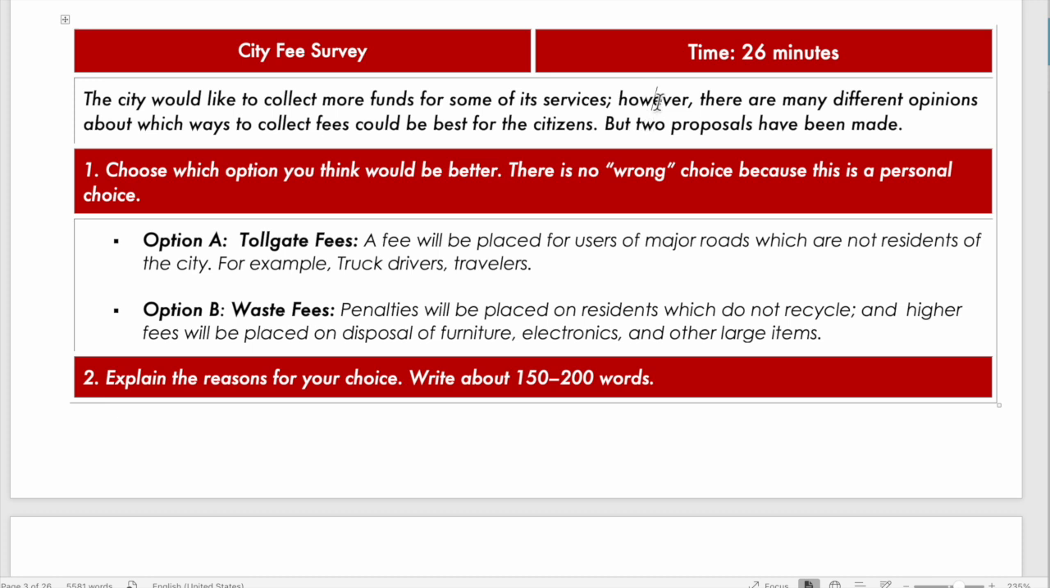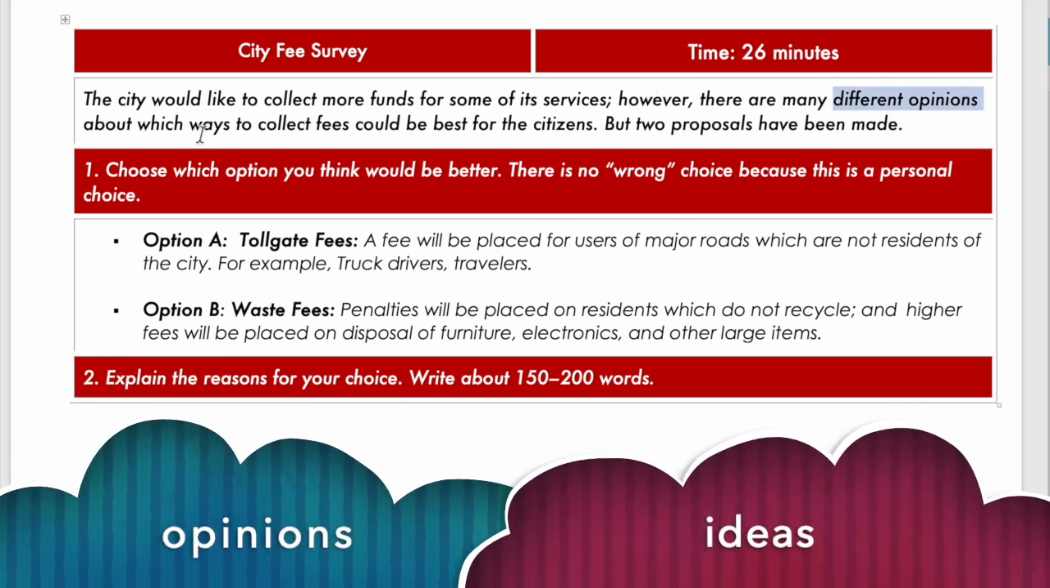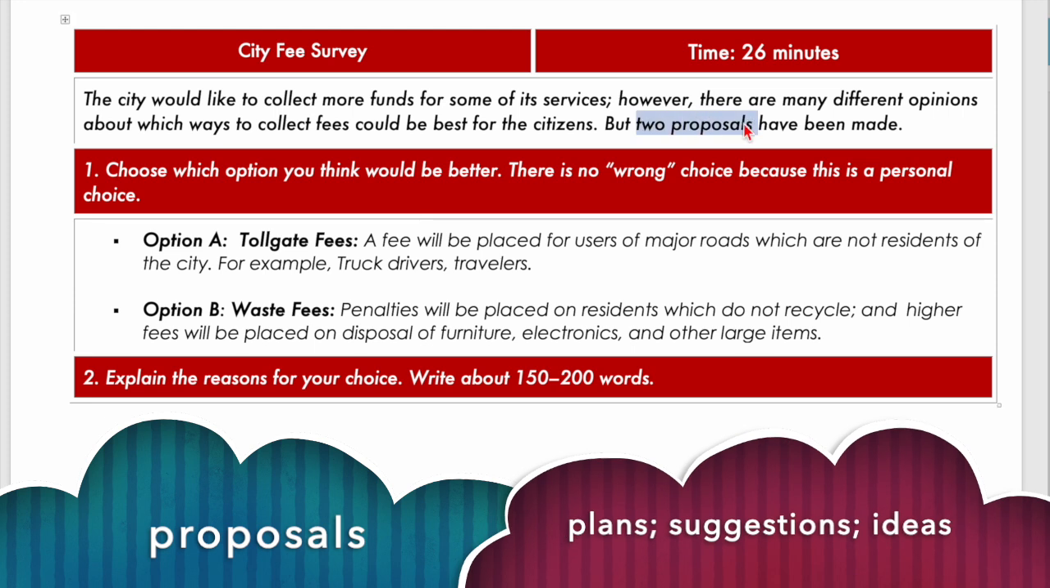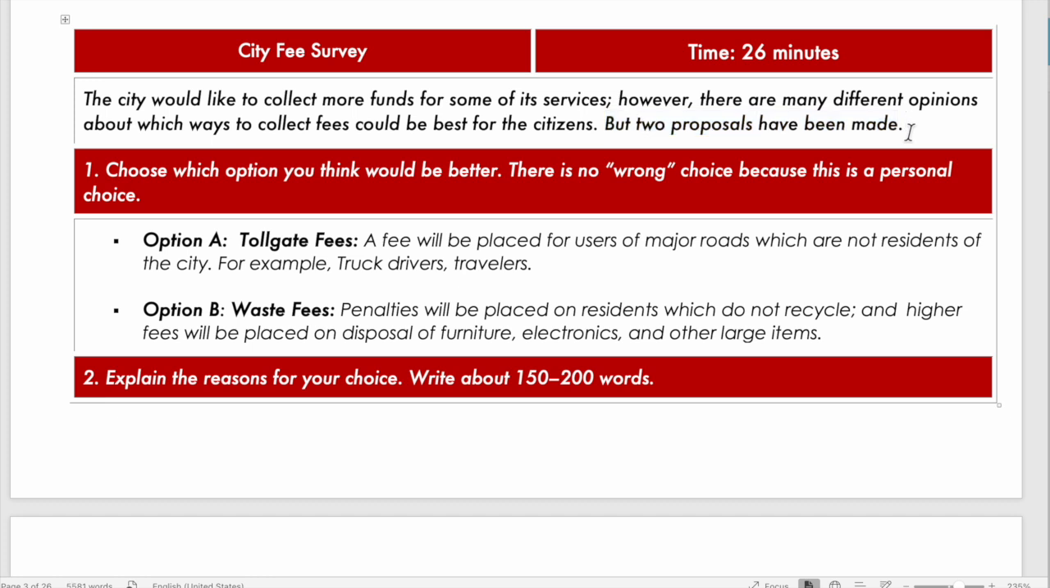However, there are many different opinions. So many different people have different ideas, opinions, about which ways to collect fees could be the best for the citizens. So, which way to collect fees? How can we collect the fees? Which one is the best? Okay. So, two proposals or two plans or two ideas. There are two main ideas. Okay. What are the two ideas?